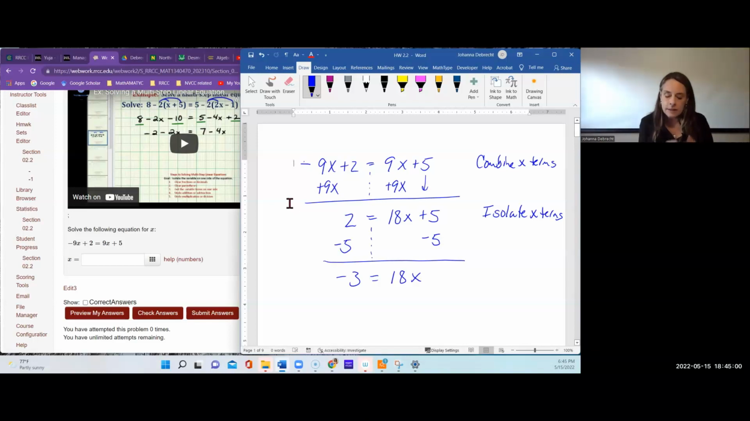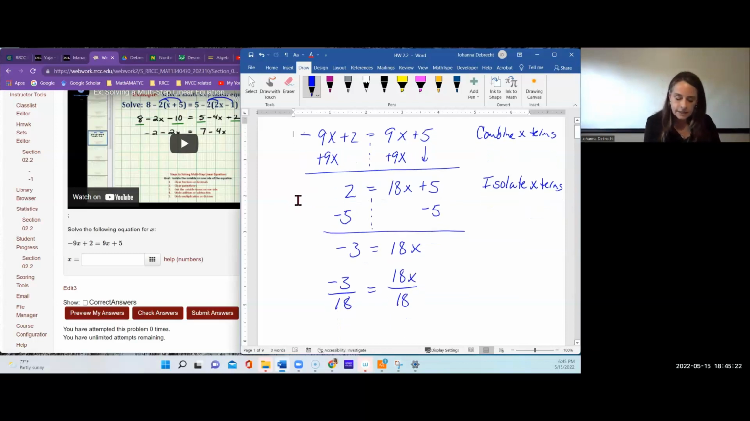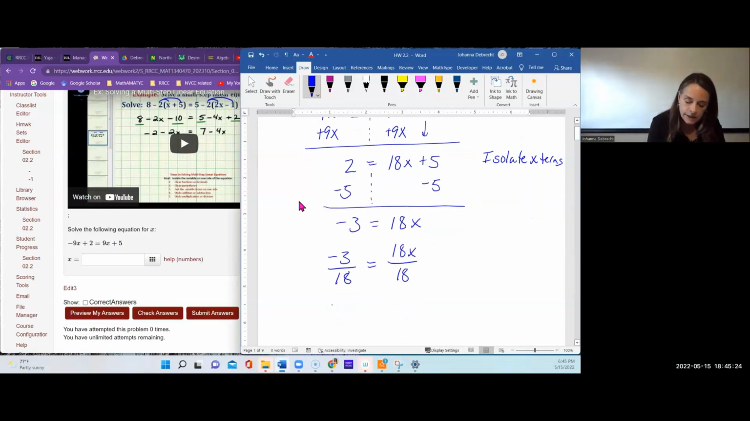Now we need to isolate x itself. And that means that we need to get rid of the 18. Anything multiplied or divided by the variable will be the last thing to go. So now we're going to take the 18 and we're going to divide both sides by 18. Now, negative 3 does go into 18 6 times. So that leaves us with a negative 1 over 6 on the left equal to x on the right.